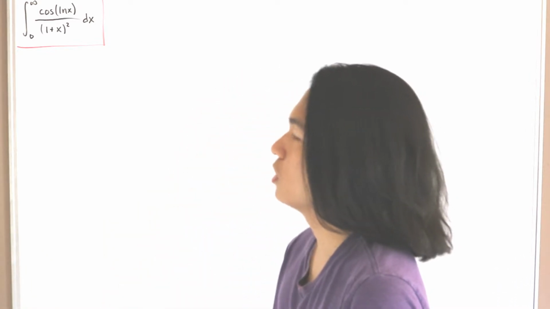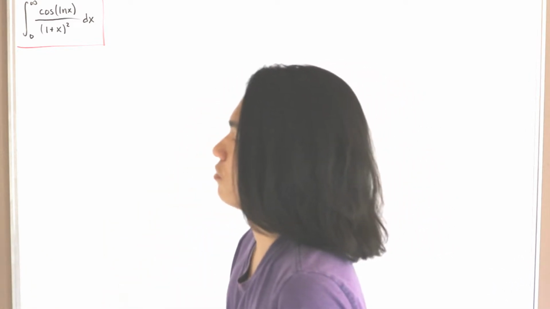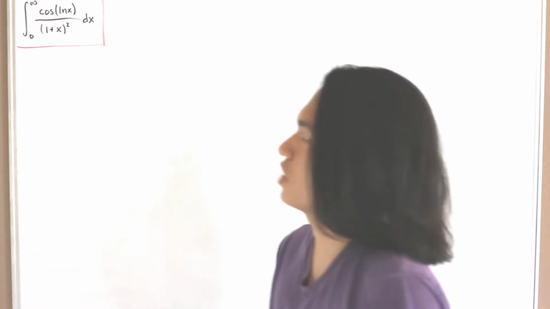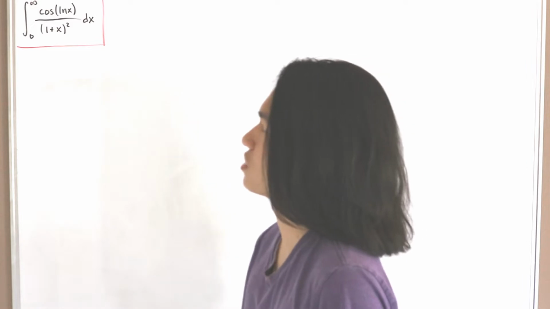Okay, so welcome back to another video. So in today's video we have this improper integral from 0 to infinity of the cosine of the natural log of x divided by (1 plus x) quantity squared dx.